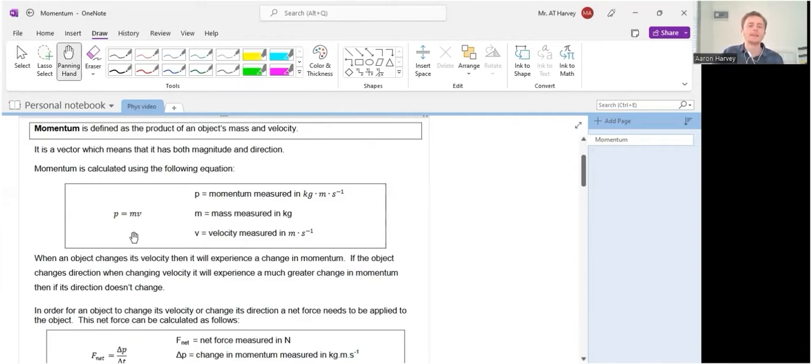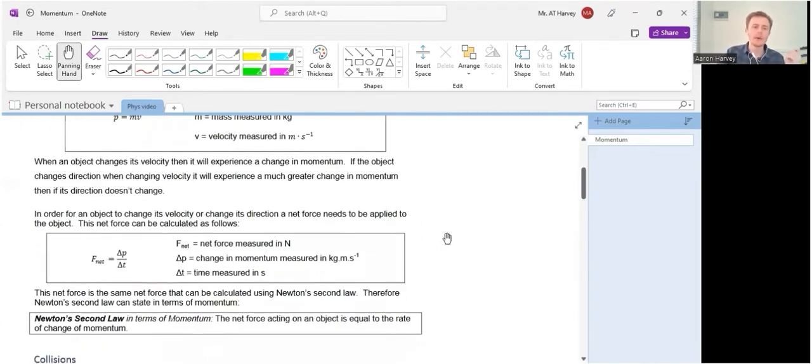Now when we look at this formula, we also need to realize that momentum has a unit. Its unit will be simply kg meters per second. And how did we come up with that unit? Well, momentum is the product of an object's mass and velocity. So it's mass, kg, times meters per second. So just remember that your momentum's unit will be kg m/s.